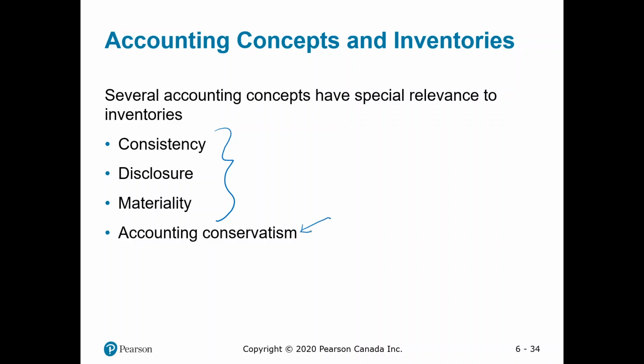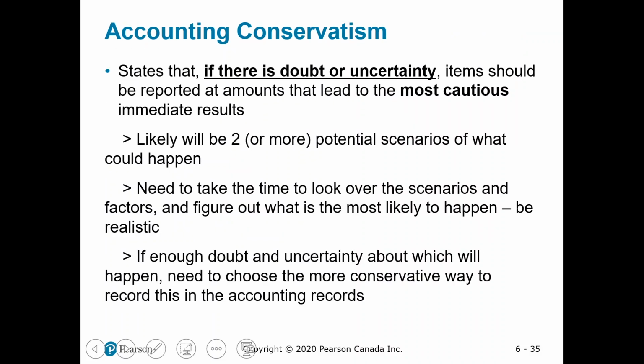But we're going to go through here and look at accounting conservatism, what that is in general, and how it relates to inventory. So conservatism is a general term that is applied to all areas of accounting. So not just inventory, but we'll see it in accounts receivable in a future chapter. So conservatism applies to all accounting principles. And this principle says that if there is any doubt or uncertainty, items should be reported at the amounts that lead to the most cautious immediate results.